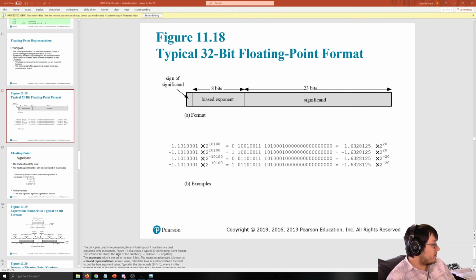1 divided by 2 to the 22nd is, in scientific notation, on the order of 10 to the negative 7. It's less than 1 millionth. Okay, it's less than 1 millionth of a value, so that's super tiny.